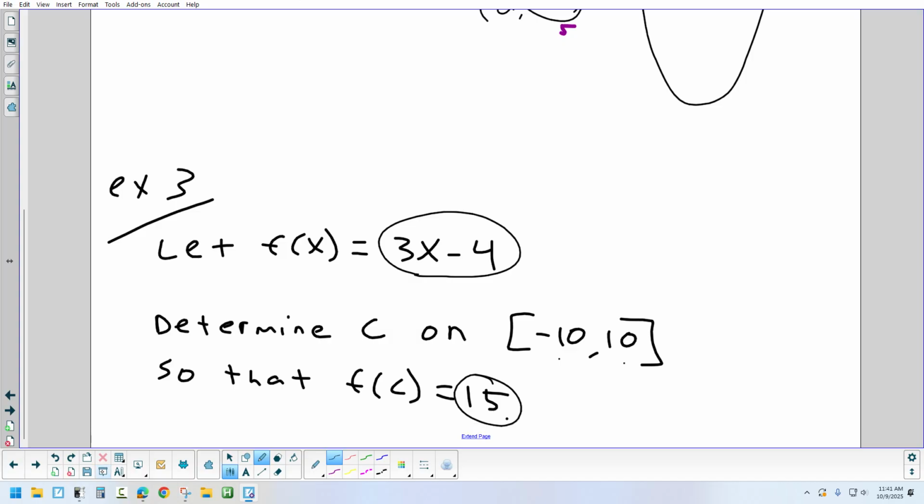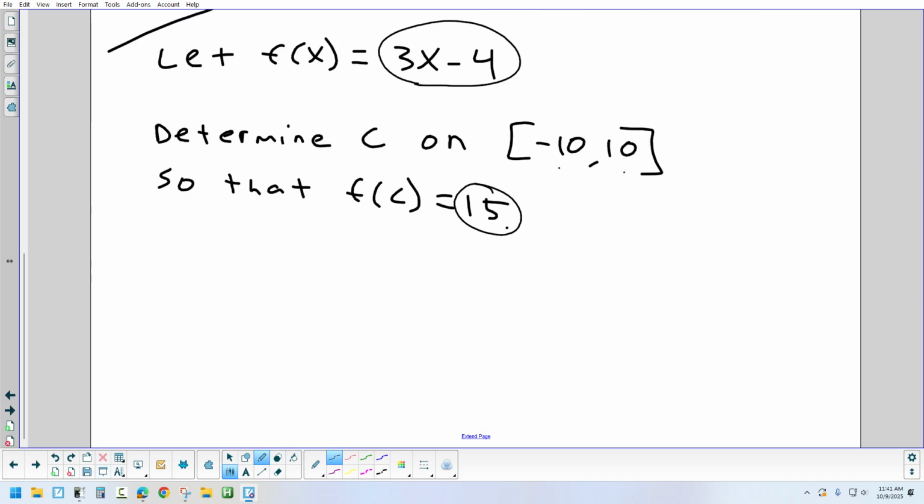Okay, so they want us to prove that we are going to pass through the number 15 at some point. This is a y value. These are x values. What do you think I have to do with my x values to prove that I pass through 15 at some point?